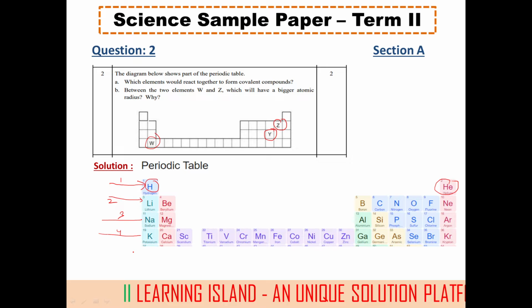There are 3 more periods, so the total periods are 7, and the vertical lines are called groups. So there are 18 groups. Now if we start from here, the atomic number is 1, and here the atomic number is 2.